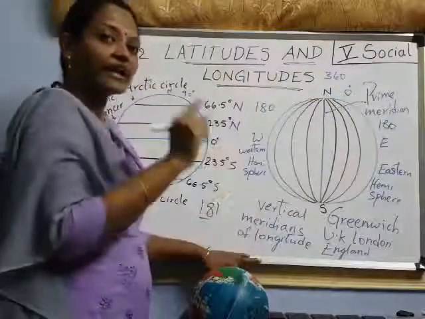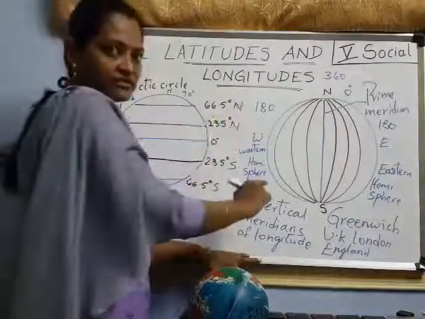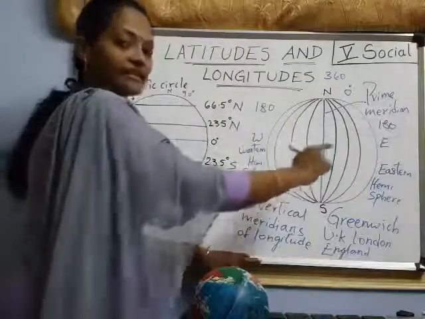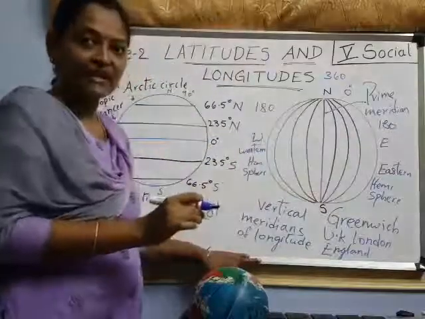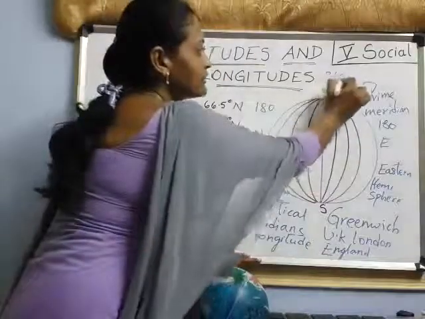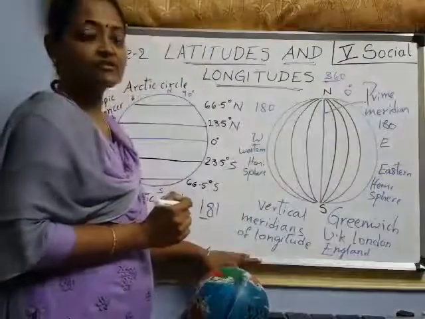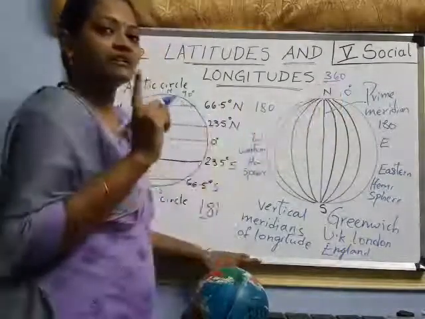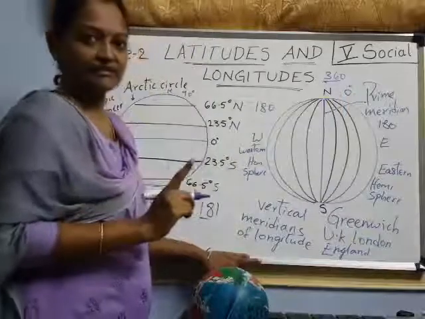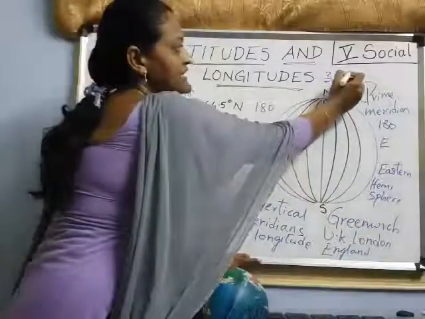That means 180 degrees towards the east side and 180 degrees towards the west side. Okay, both are on the same line. That's why we have 360 lines. Understood? Total how many meridians I said? 360. Each is measured in degrees. That means total 360 degrees.